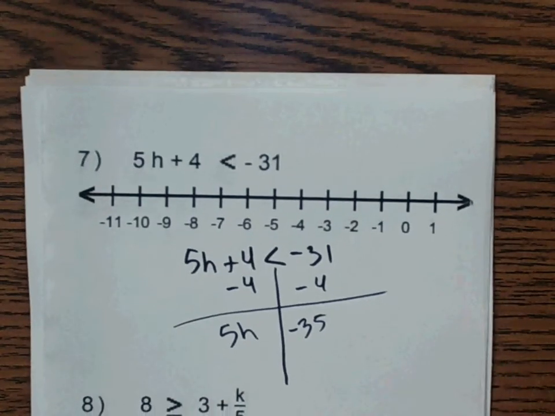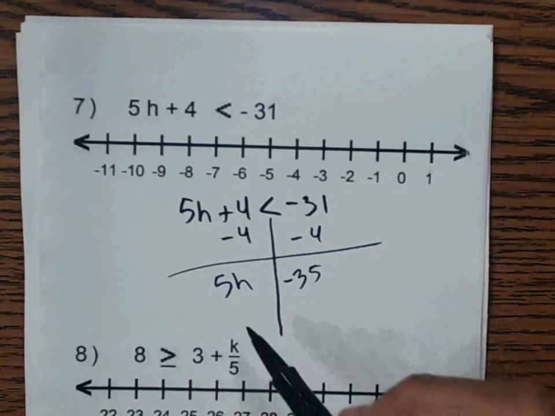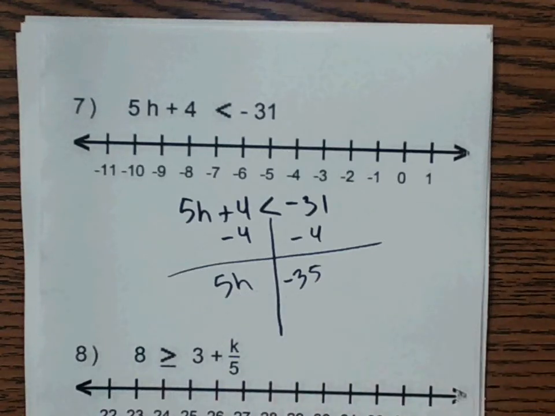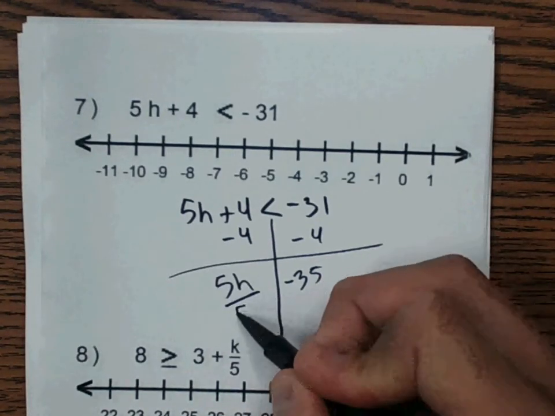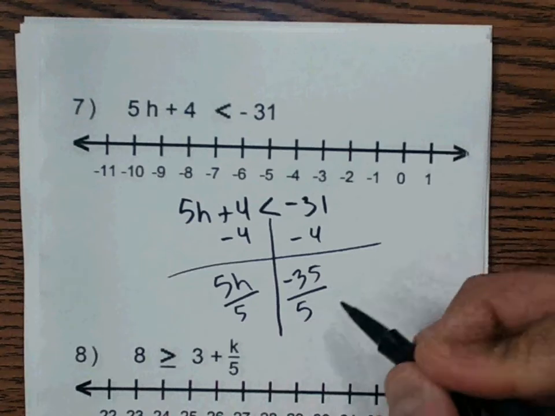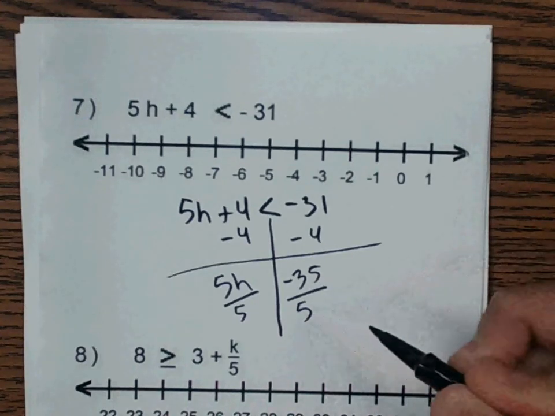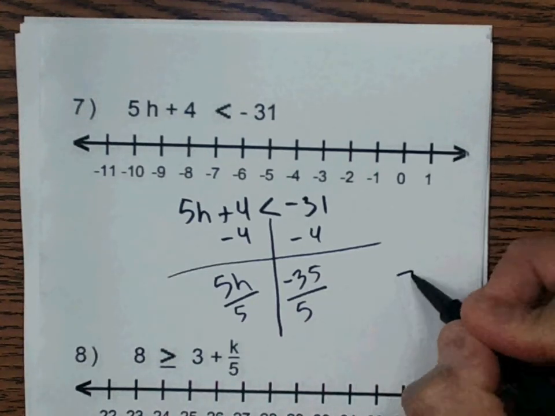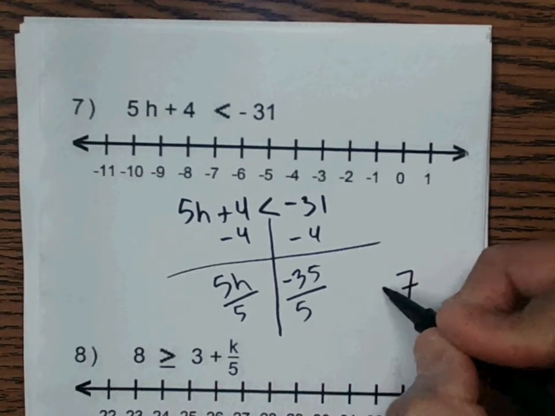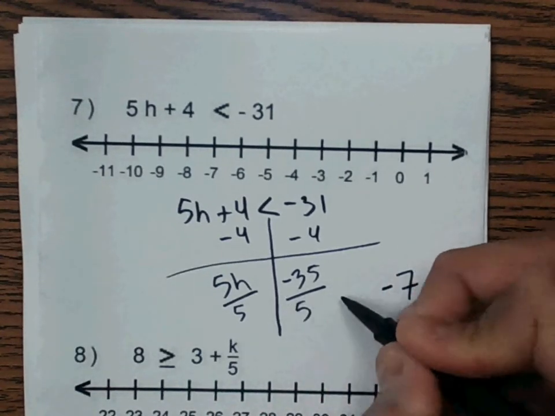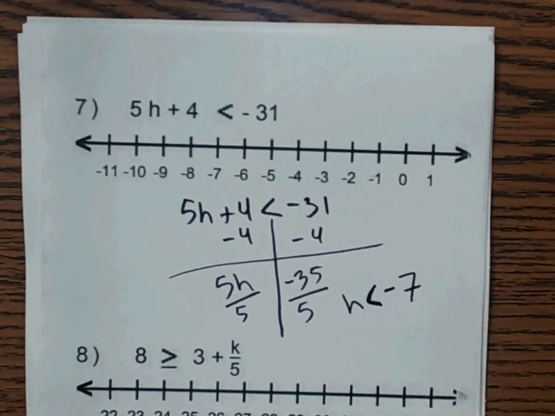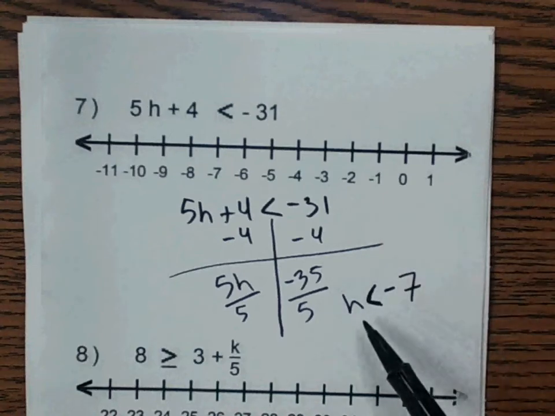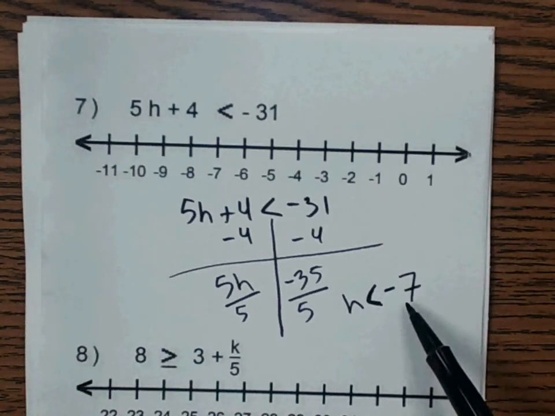Okay. So now think about what our second step would be. I've got 5h equals negative 35. What's the opposite or inverse operation of multiplying? That's right, divide. So we'll divide each side by 5. Okay, so 35 divided by 5 is going to be 7. But since it's a negative and a positive, negative 7. So now I'm going to write my h, and then my inequality symbol, is less than negative 7. So this is telling us that h has to be less than negative 7.